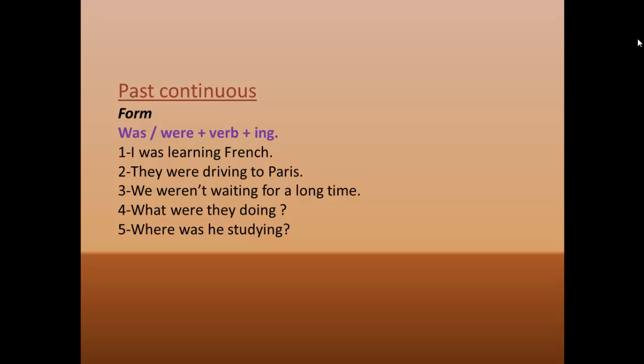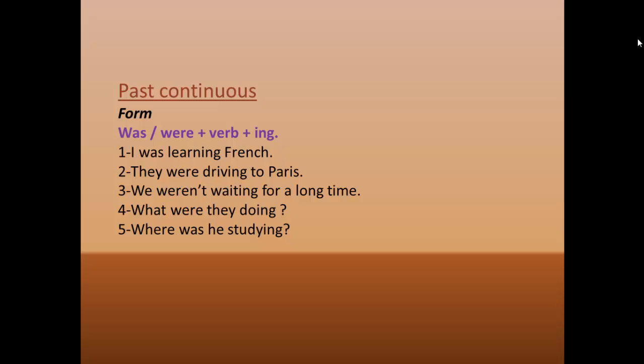Now there are 5 examples. Number 1, I was learning French. Here we can see was, after was the verb learn, then we add ing to the verb. So the sentence becomes I was learning French.